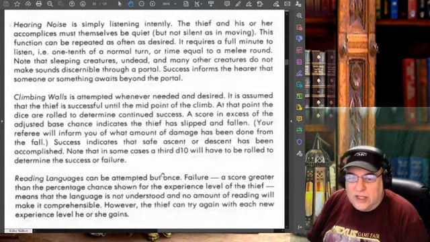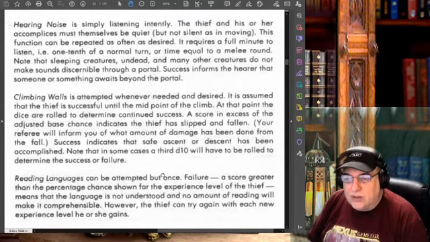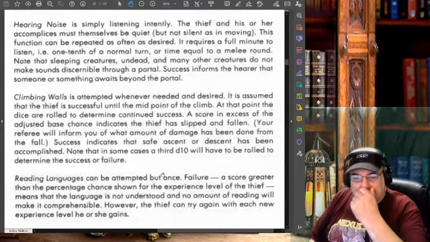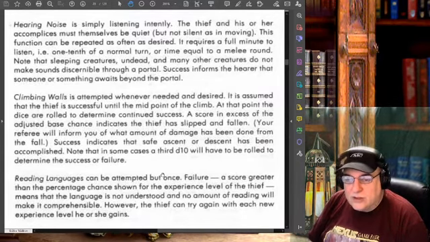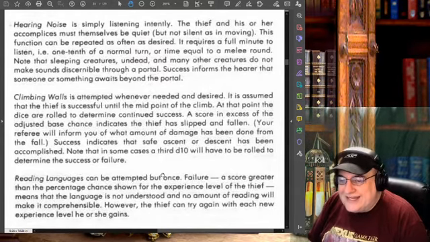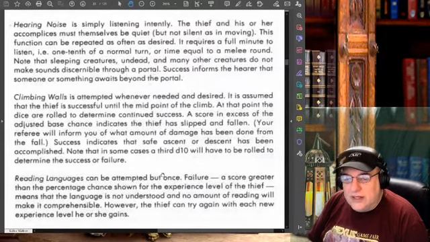This function can be repeated as often as desired. It requires a full minute to listen, 1/10 of a normal turn, or time equal to a melee round. Note that sleeping creatures, undead, and many other creatures do not make sound discernible through a portal. Success informs the hearer that someone or something awaits beyond the portal.